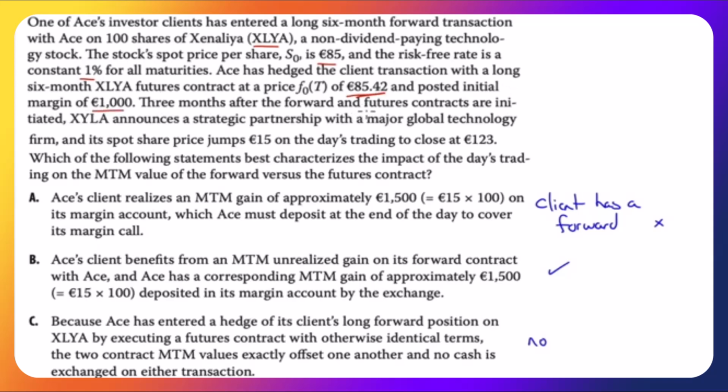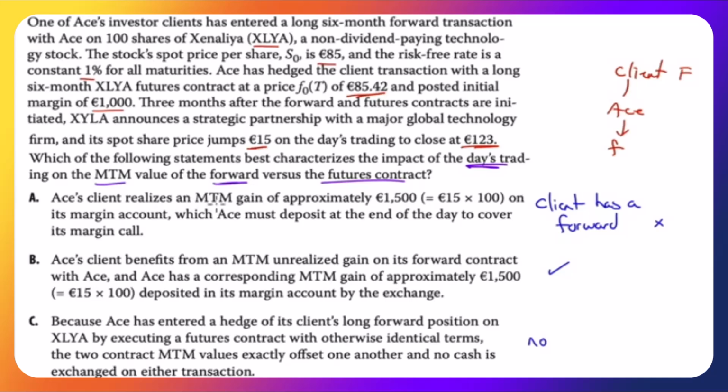3 months after the forward and futures contracts are initiated, XYLA announces a strategic partnership with a major global technology firm, and its spot share price jumps €15 on the day's trading to close at 123. Which of the following statements best characterizes the impact of the day's trading on the mark-to-market value of the forward versus the futures contract? Now, you have ACE over here, who has a client who has a forward contract. ACE hedged that out with a futures contract.